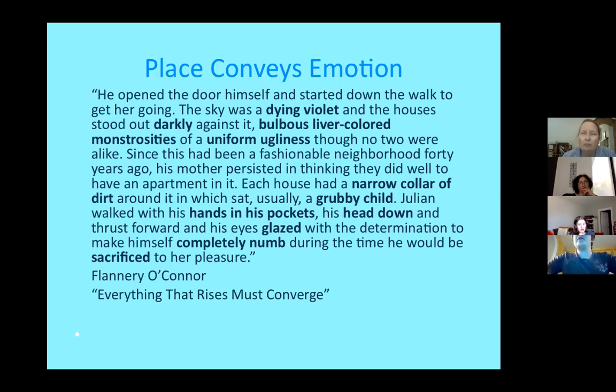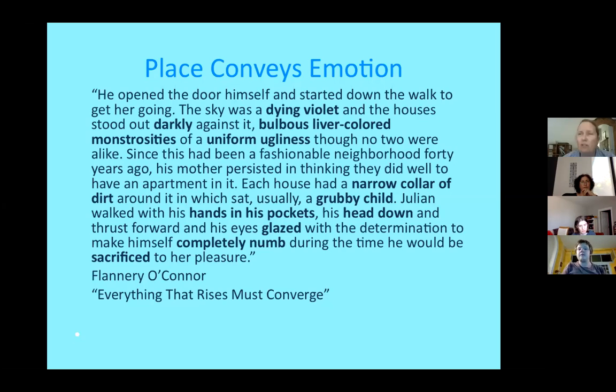He opened the door himself and started down the walk to get her going. The sky was a dying violet and houses stood out darkly against it. Bulbous liver-colored monstrosities of uniform ugliness. Since this had been a fashionable neighborhood 40 years ago, his mother persisted in thinking that it did well to have an apartment in it. Each house had a narrow collar of dirt around it, in which sat usually a grubby child. Julian walked with his hands in his pockets, his hands down and thrust forward, and his eyes glazed with a determination to make himself completely numb. During this time, he would be sacrificed to her pleasure.